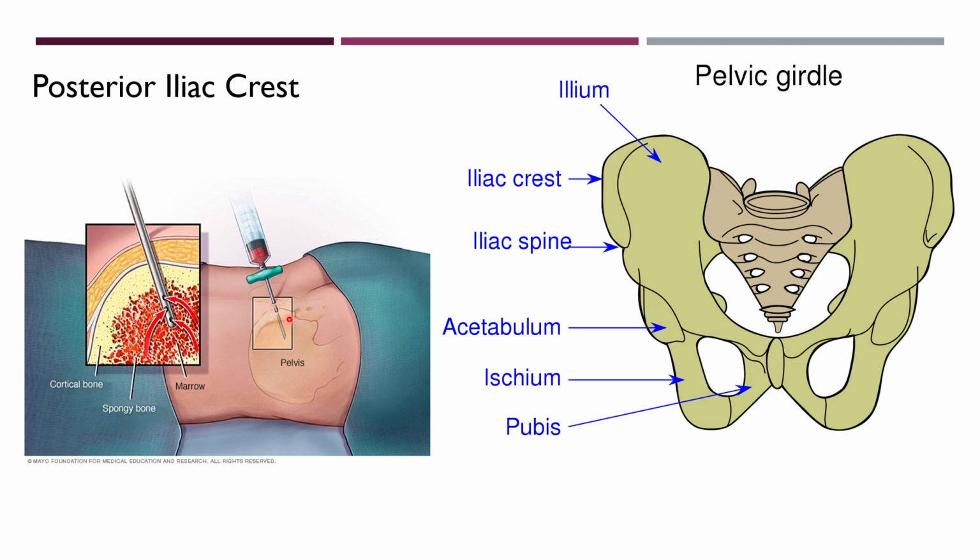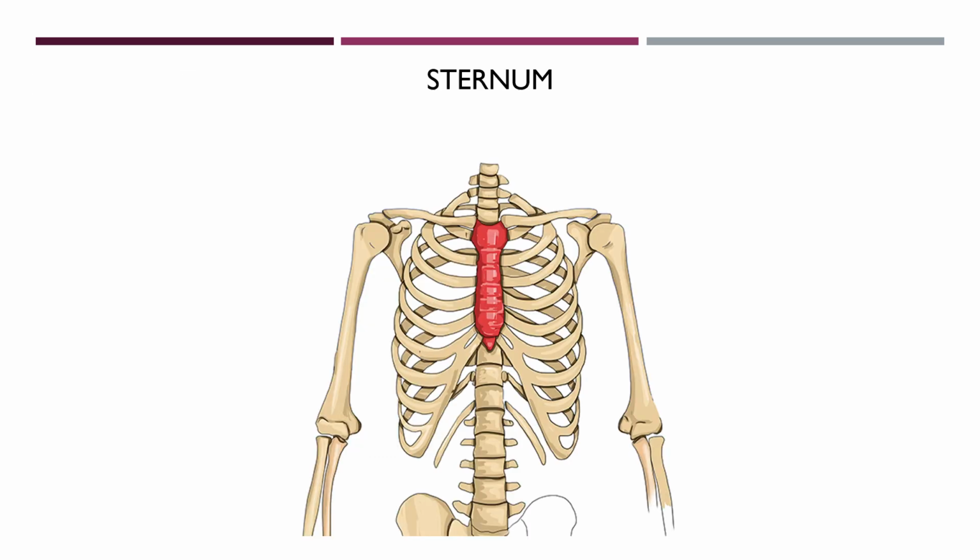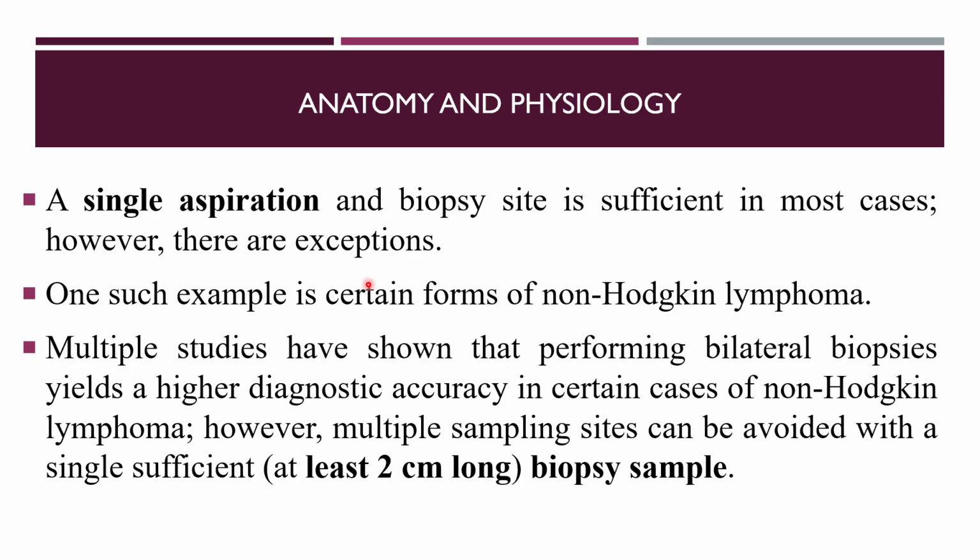So it is the iliac crest, and in this you can see this type of reddish bone marrow will be observed. As I have discussed, in some patients it is very hard to collect the sample from the iliac crest. At that time we choose the sternum to collect the sample. For a single aspiration of the biopsy site, mostly it is sufficient.